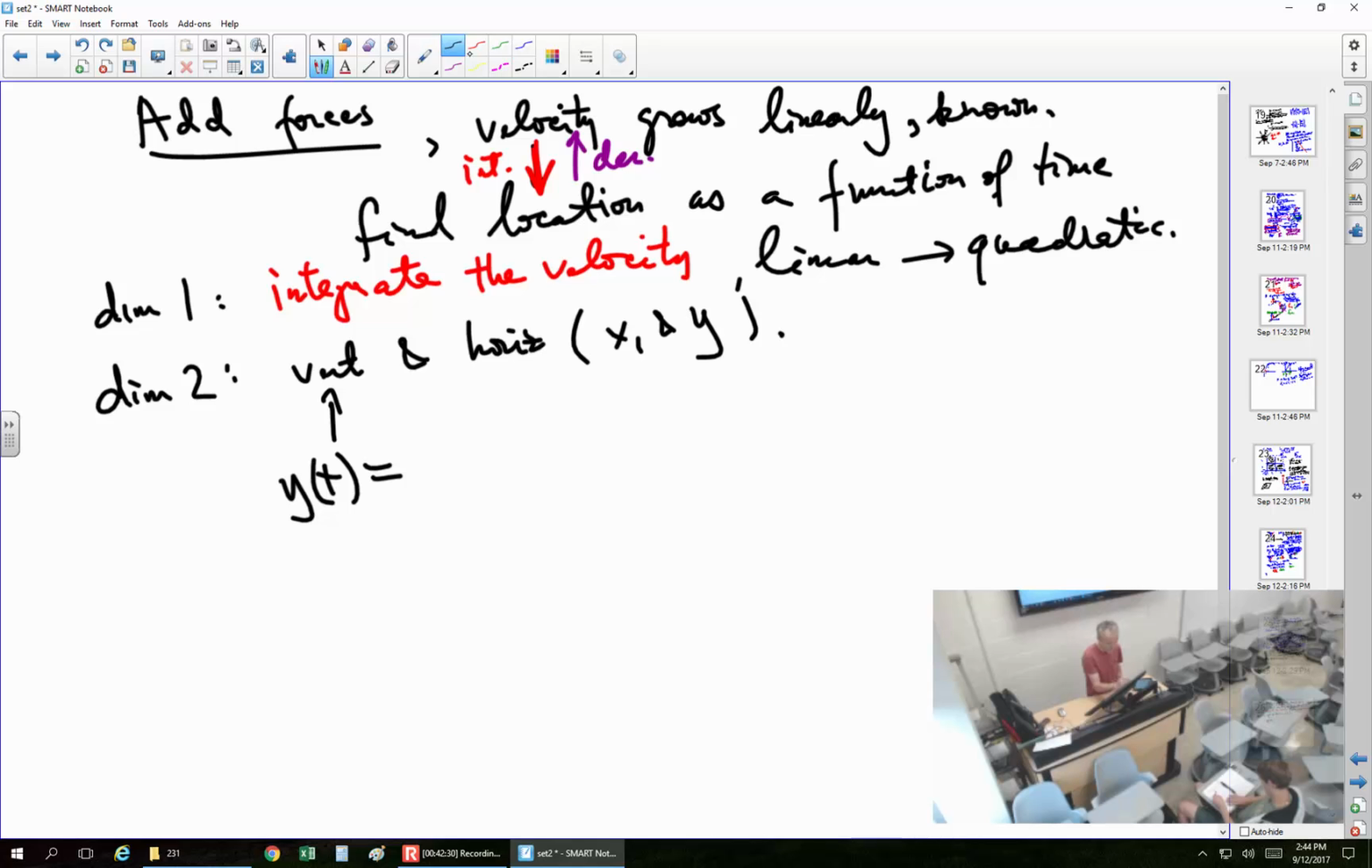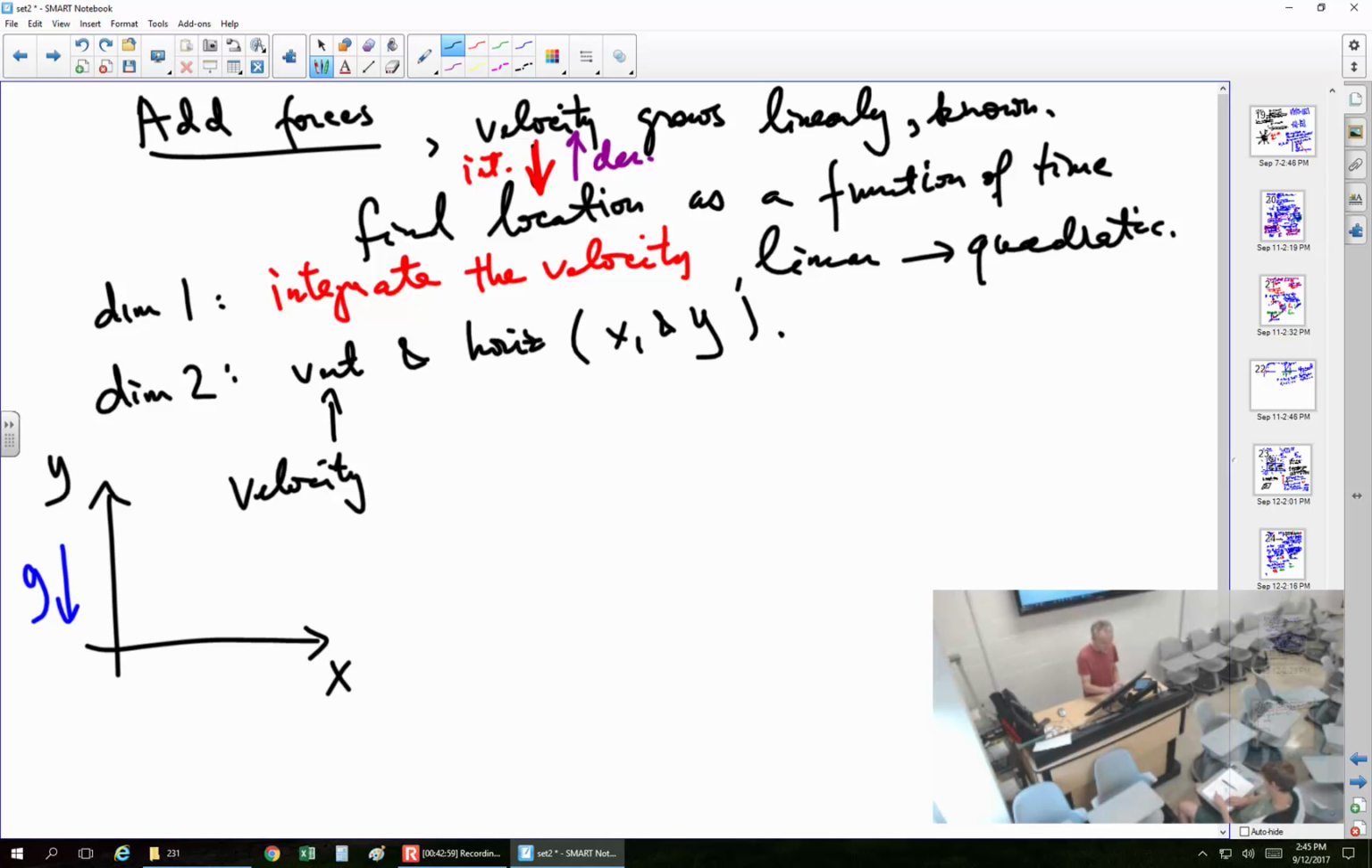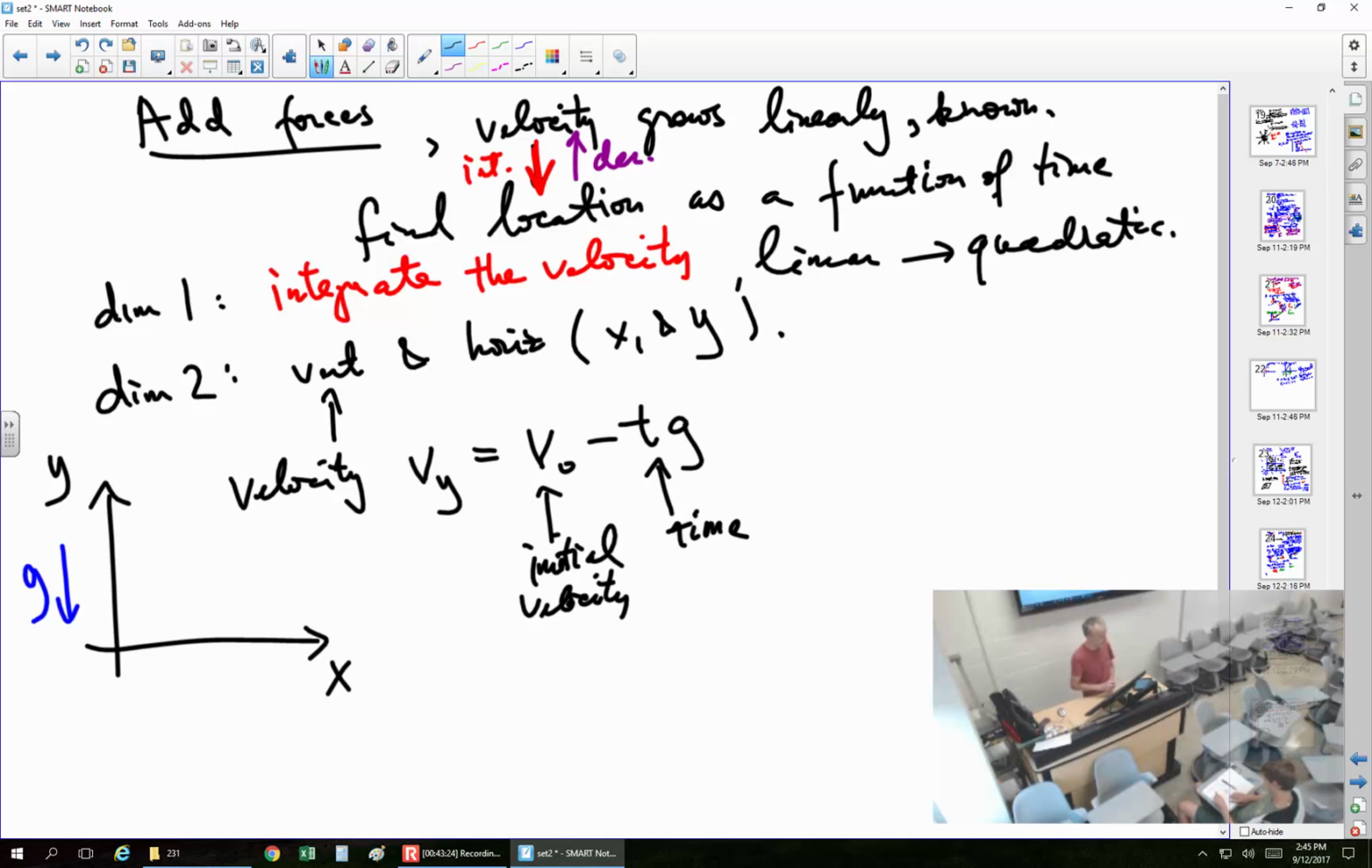I'm sorry. I was talking about the velocity. So I still want to carry out that integration. Velocity grows or declines linearly. It will actually decline because we're going to choose the vertical direction as up, and gravity is acting down. So this is the gravity, and it means there will be a decline. This is x. So vertical velocity is v sub y equal to, say, v naught, the initial velocity, minus tg, where t is time naturally, and g is the gravitational constant. All right, so let's integrate.